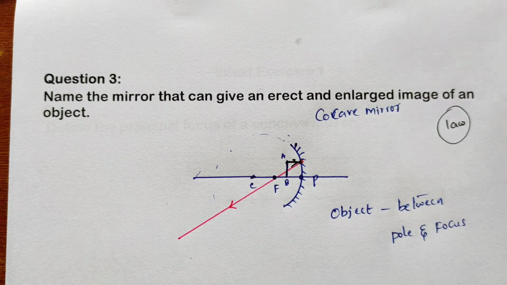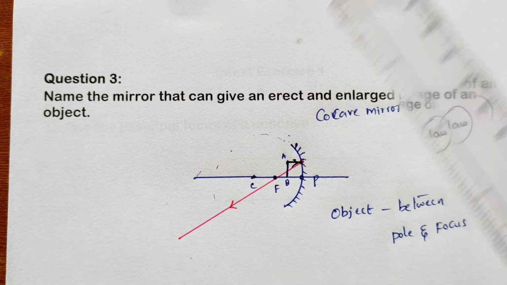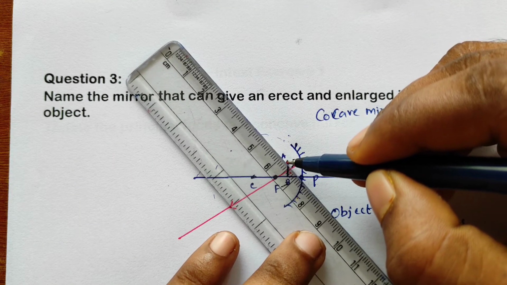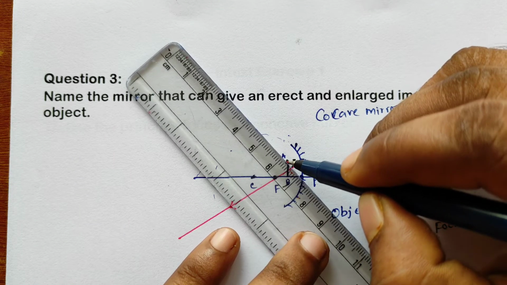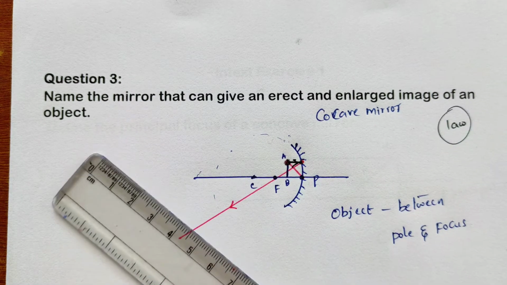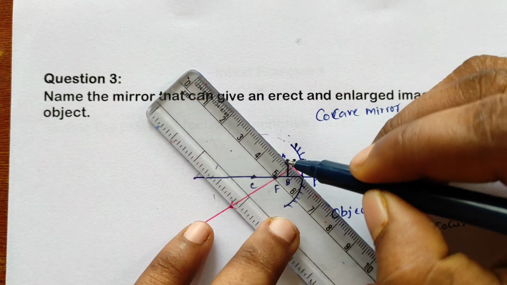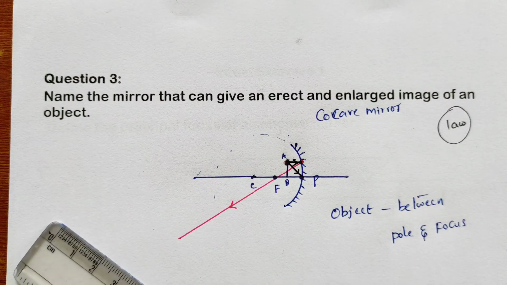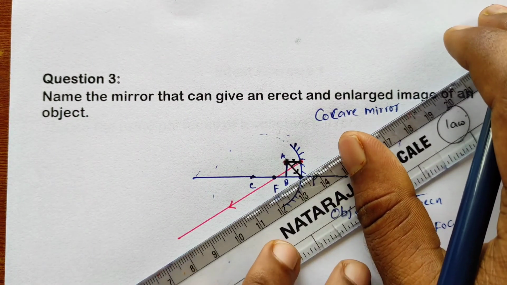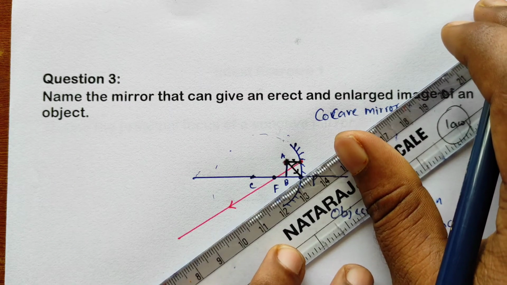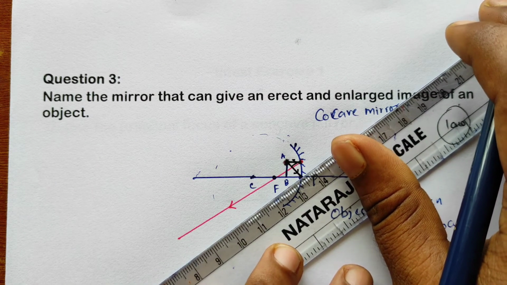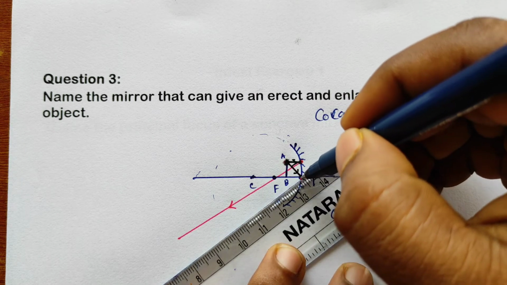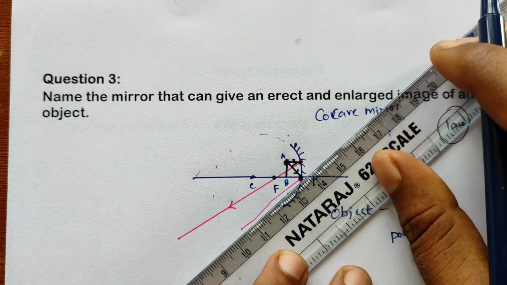The second one: the ray which strikes the pole, the center of the mirror, like this. I will draw it with the black pen. After reflection, according to the laws of reflection, it will go backwards at exactly the same angle at which it strikes.